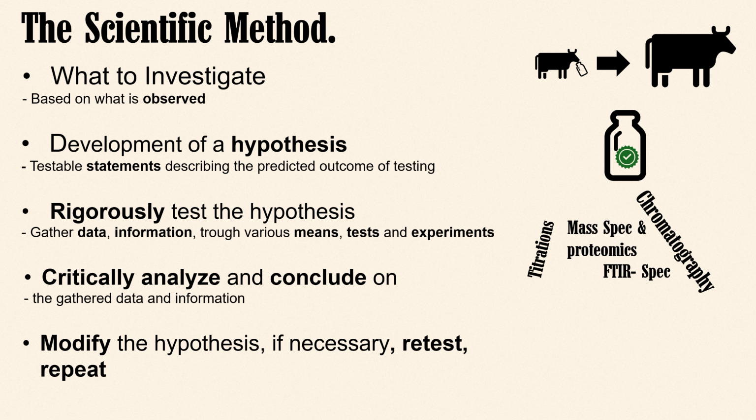So various analytical techniques could be used to rigorously test this hypothesis, including chromatography, mass spectrometry, and proteomics, as well as more. And the data of these experiments can be critically analysed and used to conclude on. So in the case of cow's milk, there's no or very little vitamin C. So our hypothesis that it contains all the vitamins we could ever need isn't correct.